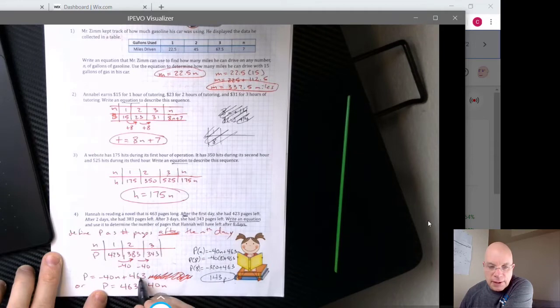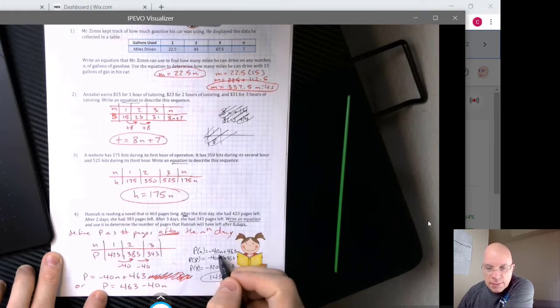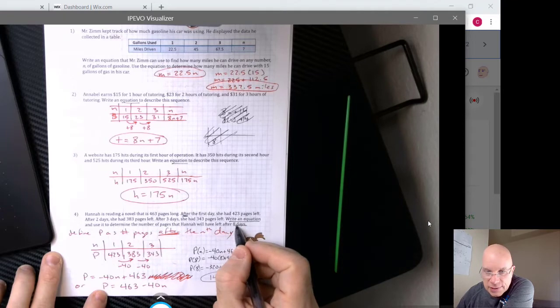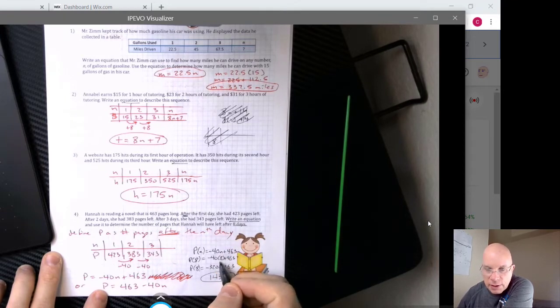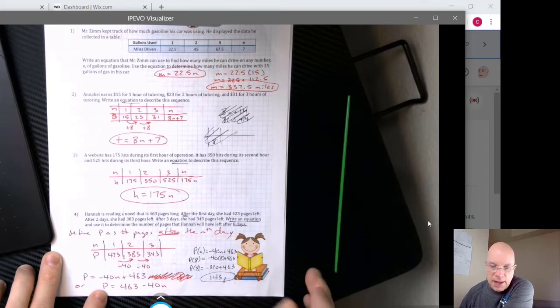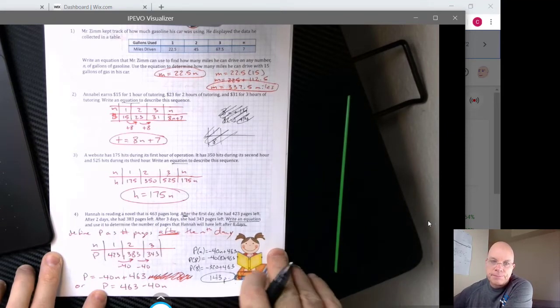So if you feel like you've got an equation that also gives you the correct number of pages each day, and trust yourself and count it as correct, or if you're just not sure, you can email me or ask on the discussion board. When I substitute 8 days into this equation, I get negative 40 multiplied by 8 is negative 320, plus 463 means she has 143 pages left to read after 8 days. So that's the second part of that problem.